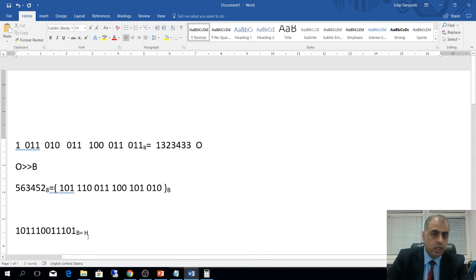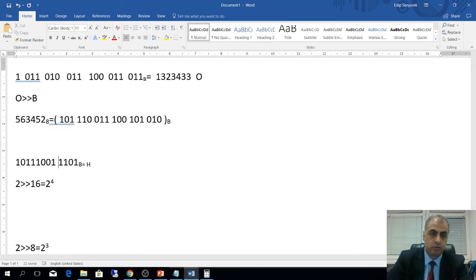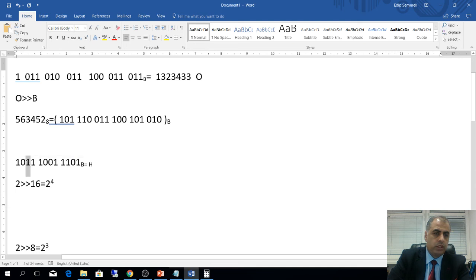How are we going to do it? This time we are going to have 2 to power 4. So then, counting from the right hand side, we mustn't forget from the right hand side, 1 2 3 4, a package. So 1011 is equal to 2 to power 0, 2 to power 1, 2 to power 2, 2 to power 3. 8 plus 4 plus 1 is 13.